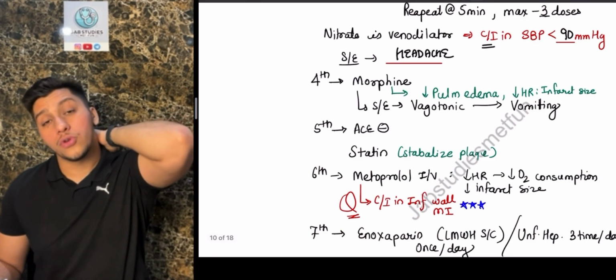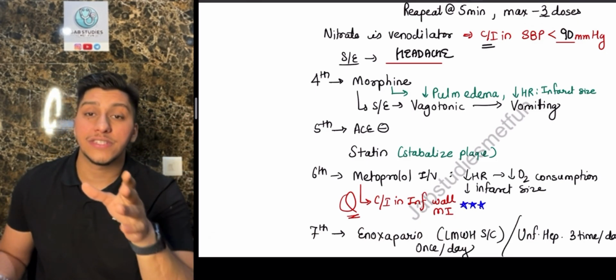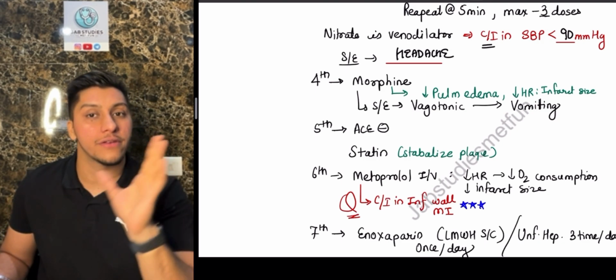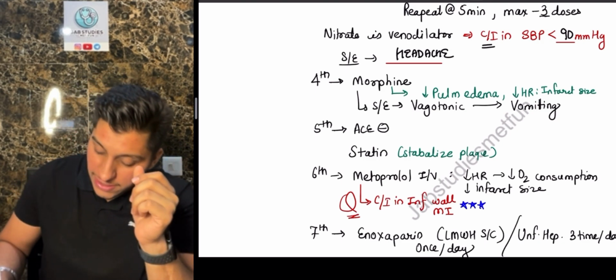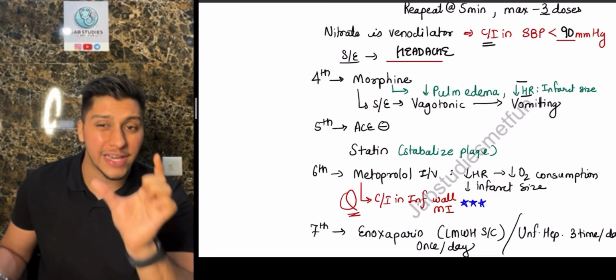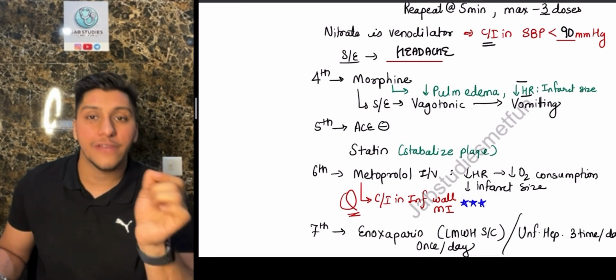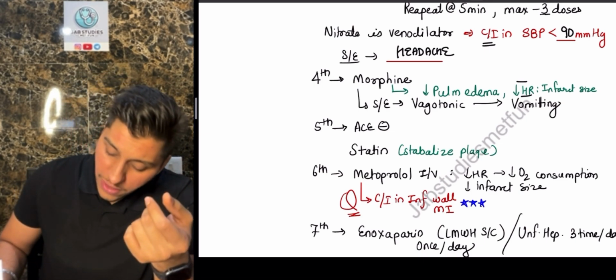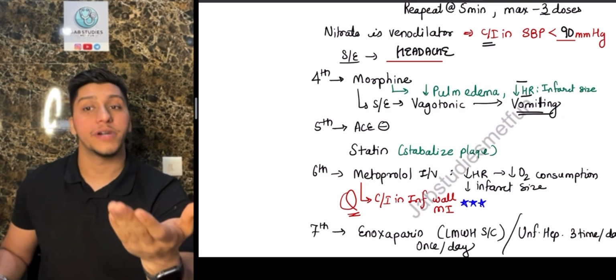Now, what is the role of morphine? Morphine decreases the chances of pulmonary edema. Pulmonary edema is quite common with respect to anterior wall MI. Also, it decreases the heart rate, because of which you will have a decreased chance of increase in the size of the infarct. Now the side effect of morphine is that it is vagotonic. It stimulates the vagus nerve. That is why the patient will complain of vomiting.